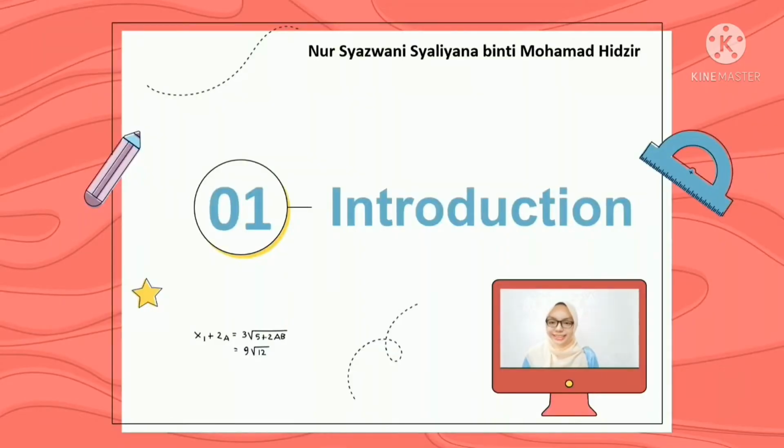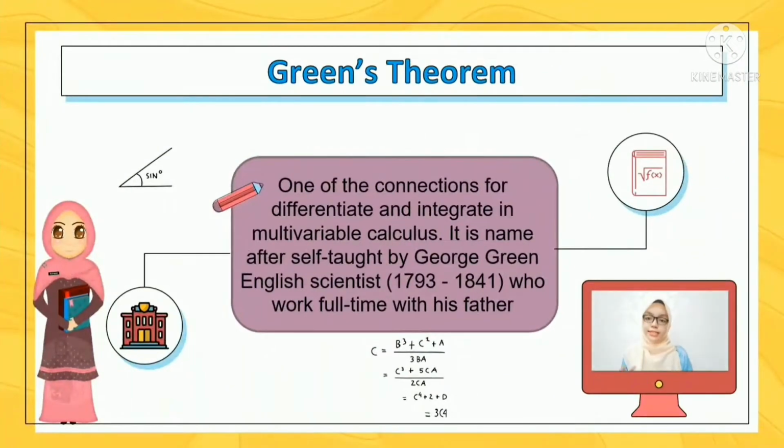Okay, firstly, I will explain the Green's theorem. Green's theorem is one of the connections between differentiation and integration in multivariable calculus. It is named after George Green, a self-taught English scientist, 1793 until 1841, who worked full-time with his father.